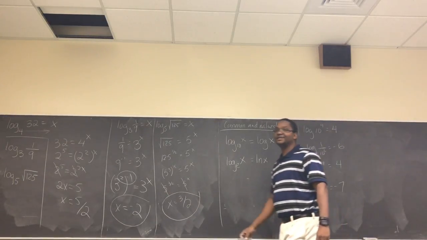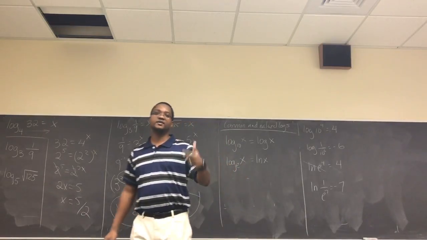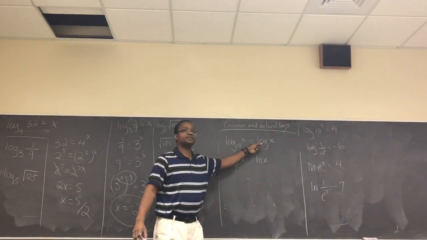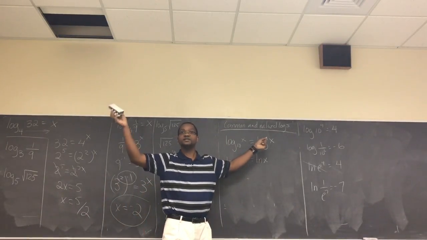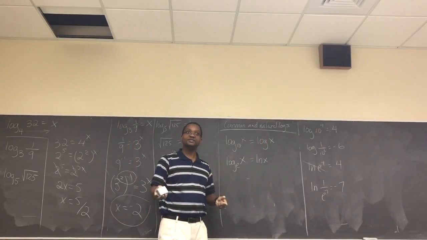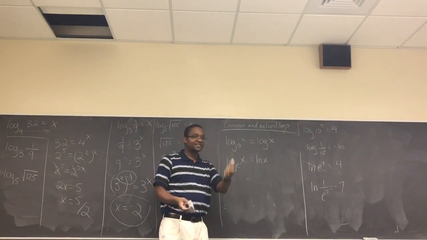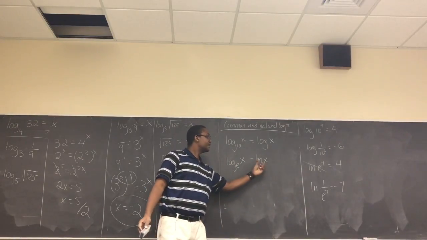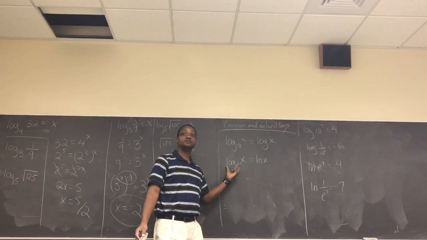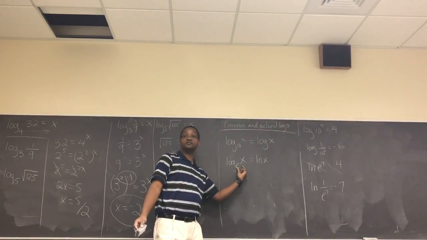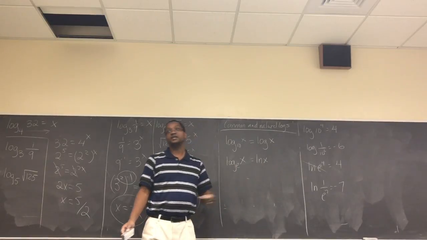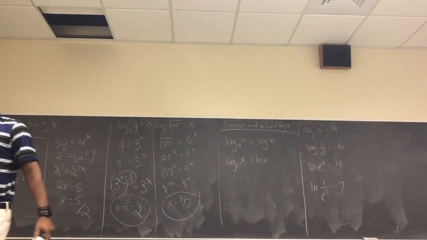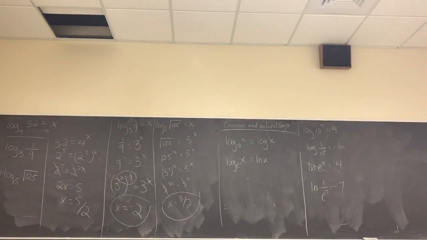It just takes a little while for your mind to tick over. At the beginning, you forget that this means base 10, and you always have to ask, what's the base? If I don't write the base down, then the base is 10. And over here, this is still a logarithm. The base just happens to be the number e. You forget that, but that's okay.